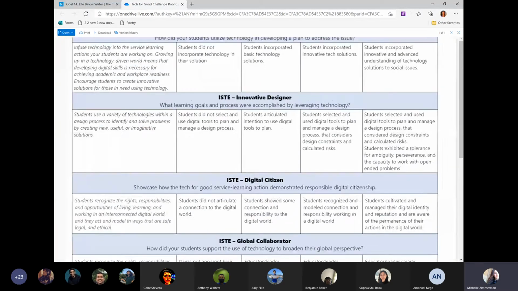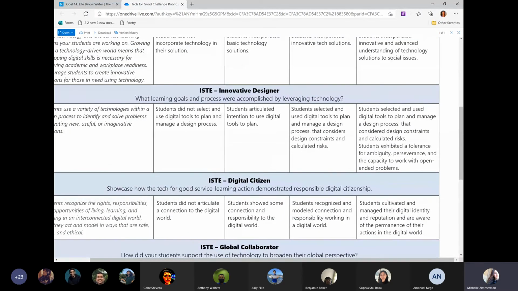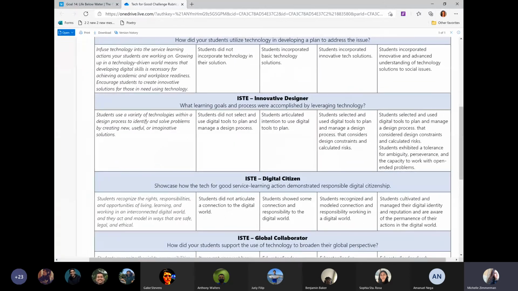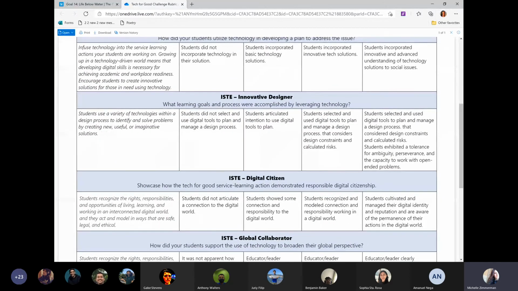And then ISTE stands for International Society for Technology and Education. Innovative designer, using a variety of technologies within a design process. So that was the design thinking strategy that you could see on manuals. That shows that you do multiple iterations of design and you don't just do something perfectly the first time. We don't expect that. We expect you to be able to learn from something and make adjustments and revise it to make it even better.